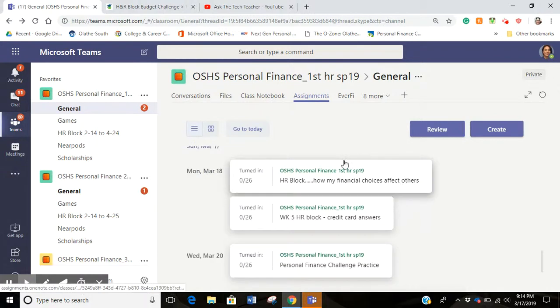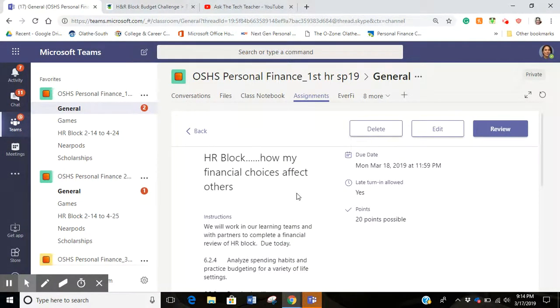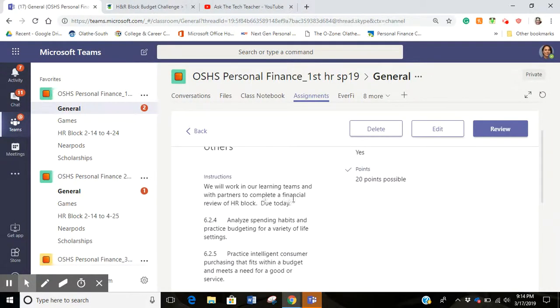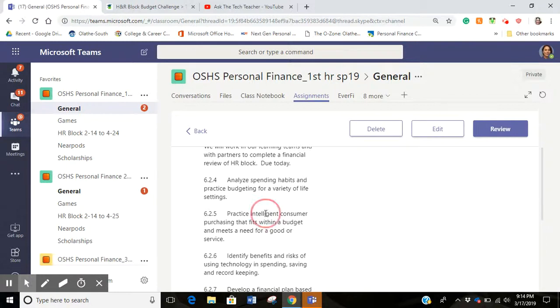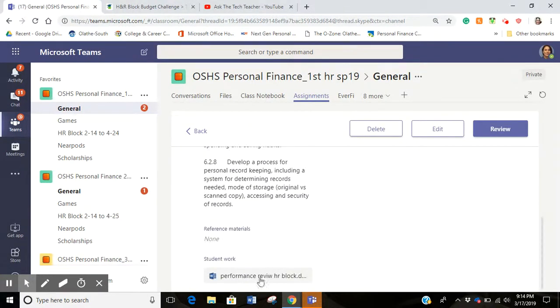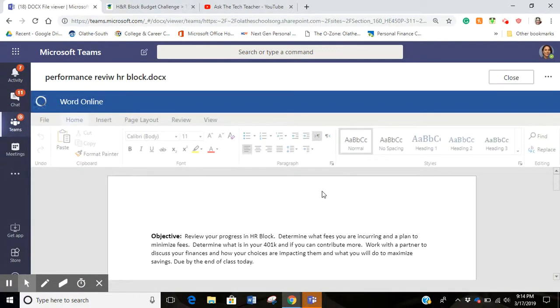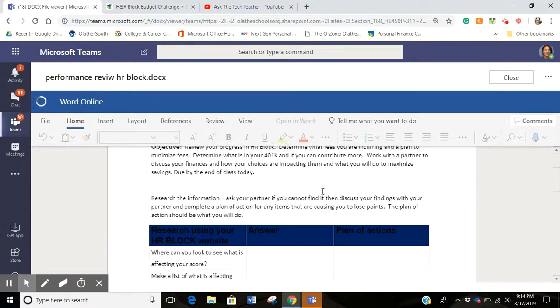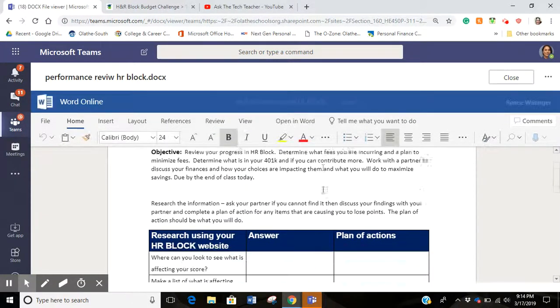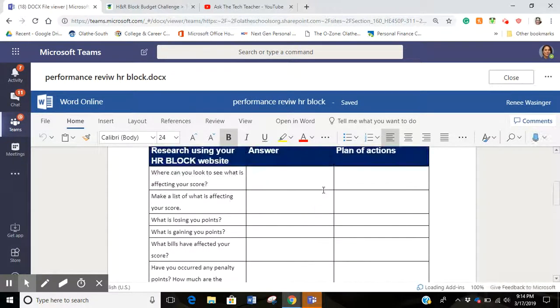Also, we are going to work on today how my financial choices affect others. And so you're going to work on learning teams with partners to complete a review. These are the standards. And this is the activity that you will do, and it is due today, Monday, the 18th, by the end of class. Each of you will need to complete this and turn it in when you're done.